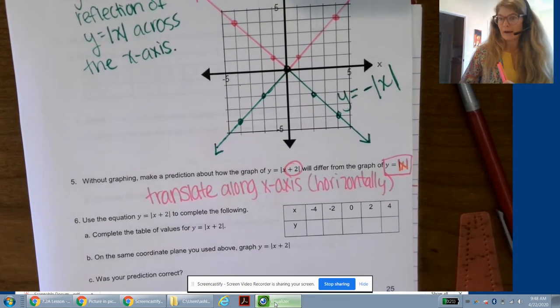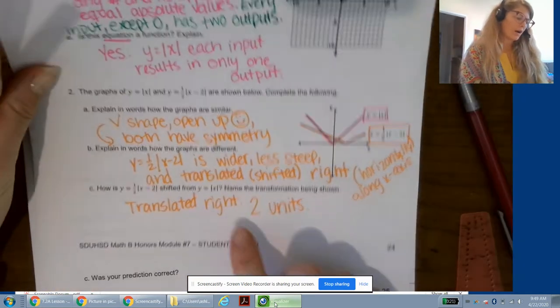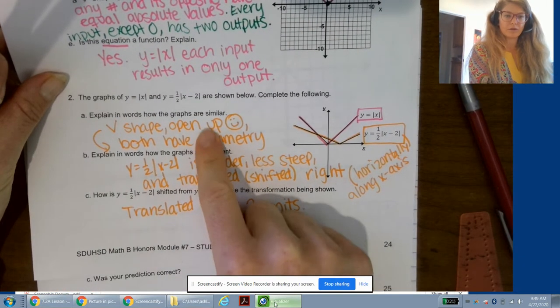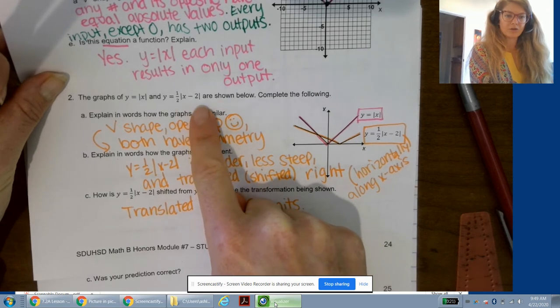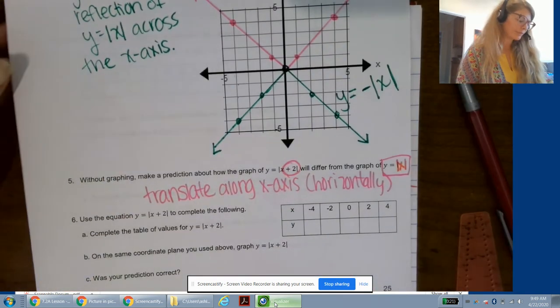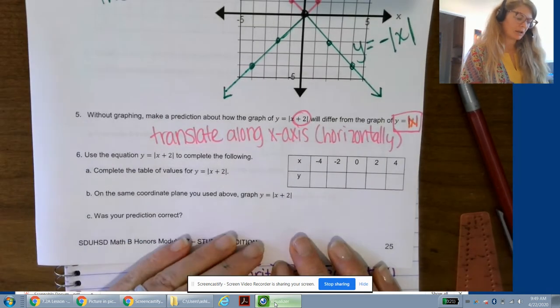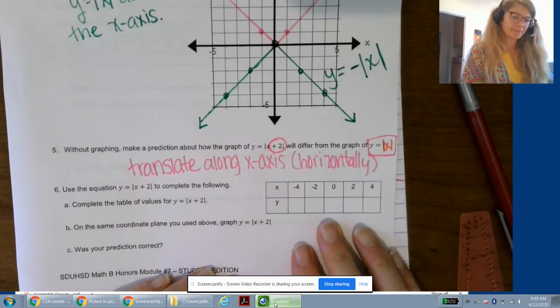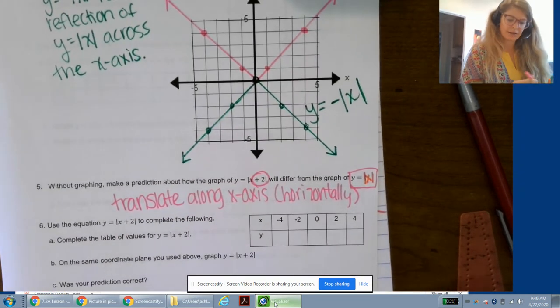And if we go back to the other transformation we looked at, I told you x minus 2 is going to translate right 2. So maybe that gives you a big hint. Well, let's complete our table of values and take a look at it on the actual graph.